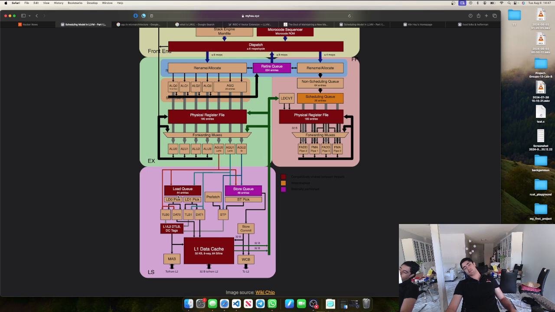Load queue, you have 44 entries. LD1, LD0 pick, LD1 pick. You have your refetch, you have your store queue, you have your store pick, you have those store commits, you have some fun stuff.